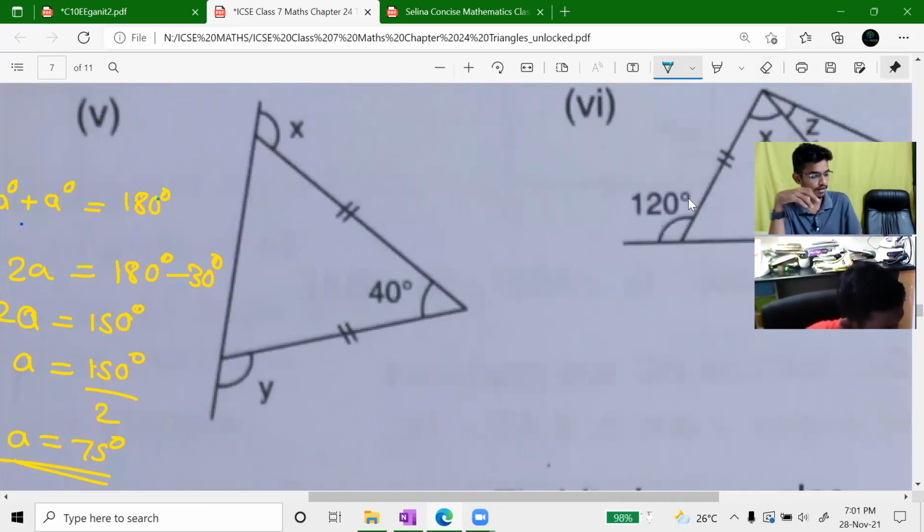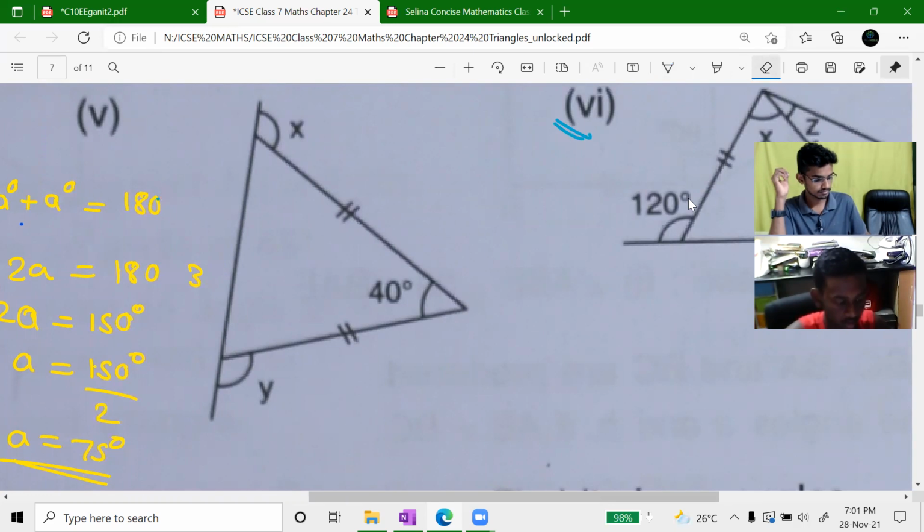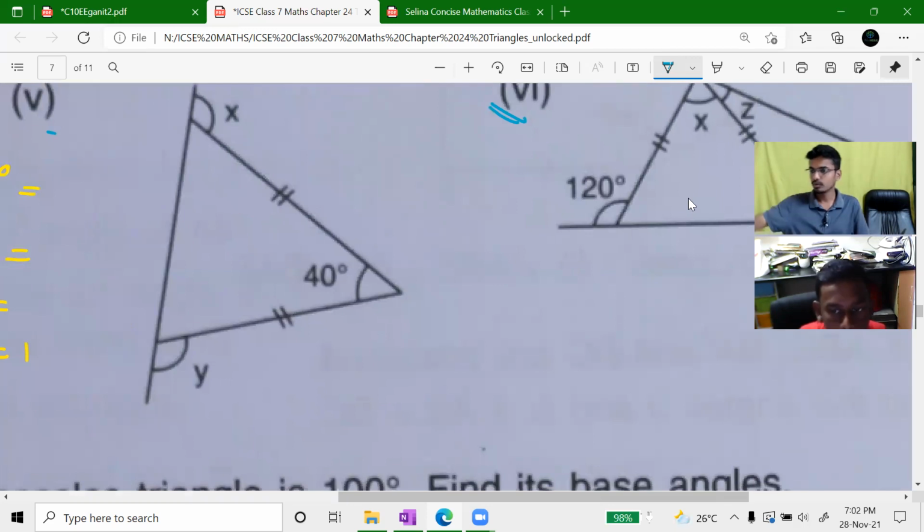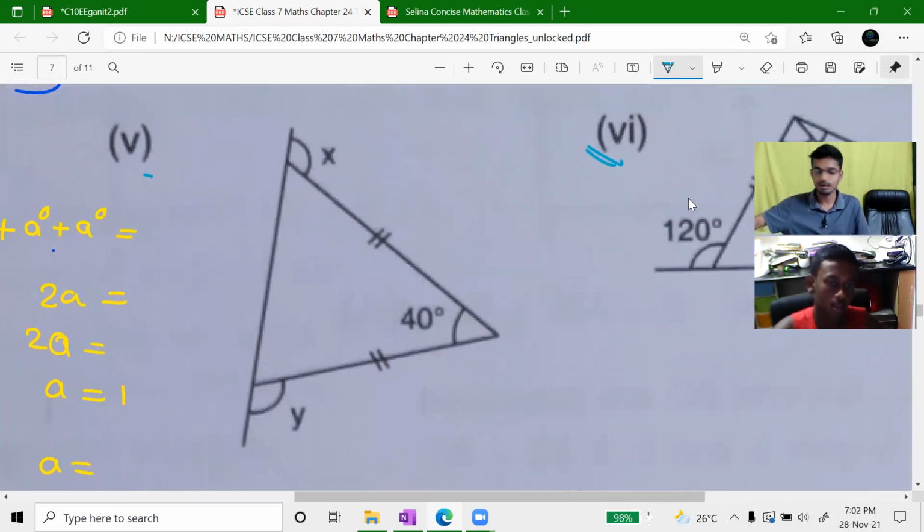Come, question number 5. We will complete till question number 6 and then we will conclude it. Question number 5. What you can see here is simple only, not that difficult.